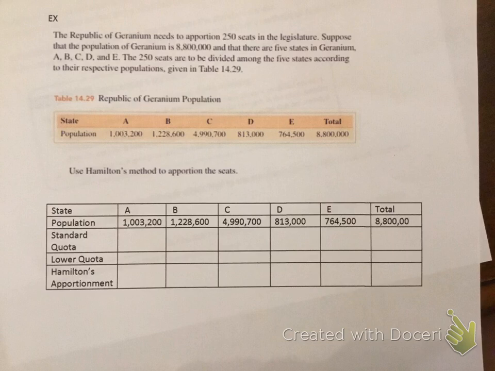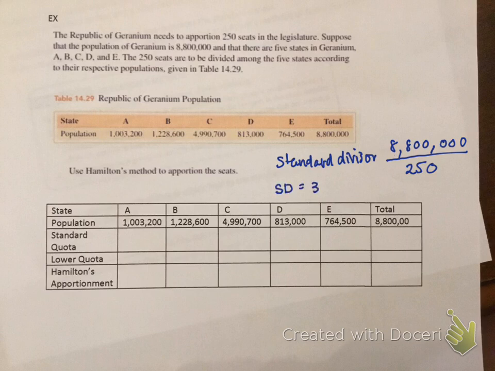So I made you a chart. The first thing we have to do is find the standard divisor. To find the standard divisor, remember you take the total population, which in this case is 8,800,000, and we divide that by 250 legislative seats. So when I do that, the standard divisor is 35,200. Now I'm going to take each state A, B, C, D, and E and divide the population by the standard divisor to get the standard quota.